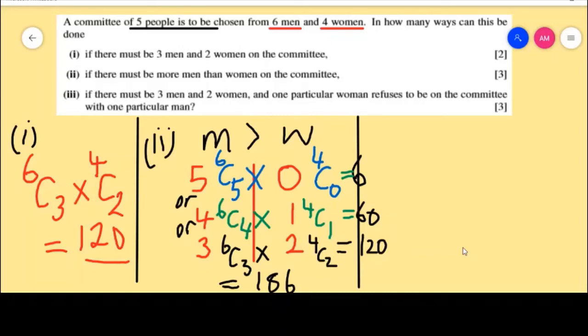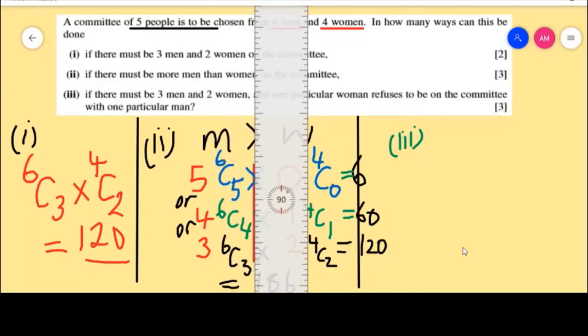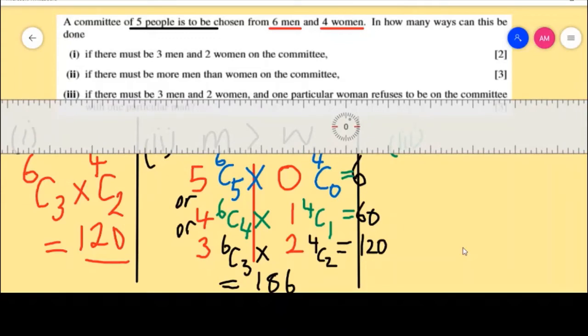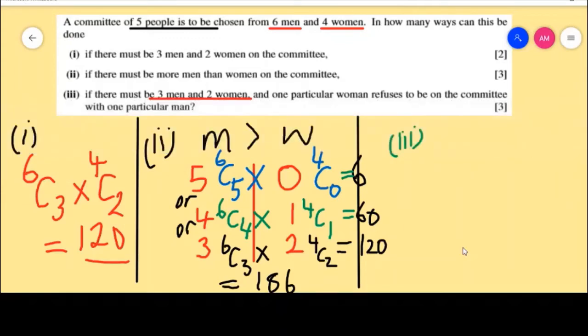All right, part 3. So my part 3 here, if there must be 3 men and 2 women. Right, so I'm told, so I underline again my keywords. I need 3 men and 2 women, but one particular woman refuses to be in the committee with one particular man. Consider your choices here.